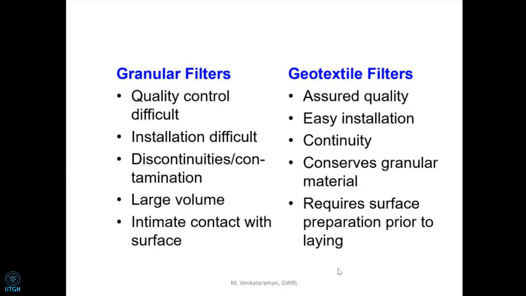If you look at the granular filter, quality control is very difficult. Here you get an assured quality. Installation is difficult there. Here continuity is there and installation is simple. We always say to unroll a geotextile, you require nothing but a kick. It unrolls itself. So it is simple. In the granular filter, discontinuities and contamination can take place, and a larger volume of granular material is required. Intimate contact with the surface is required. Here also it requires a surface prepared prior to laying.